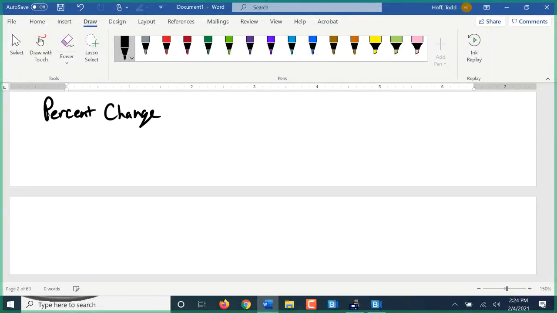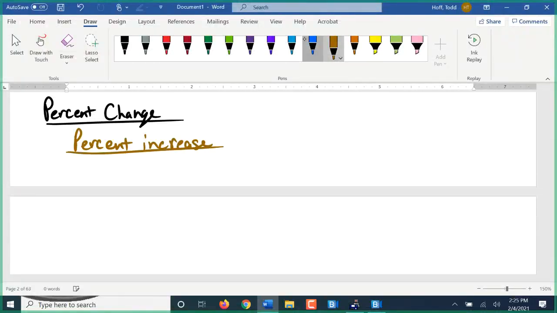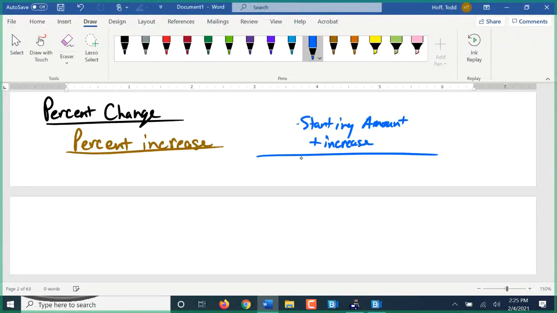And there are 2 types of percent change problems. One is a percent increase. In a percent increase problem, we start out with a starting value, call the starting amount. We add some sort of an increase to it, and get an ending amount.